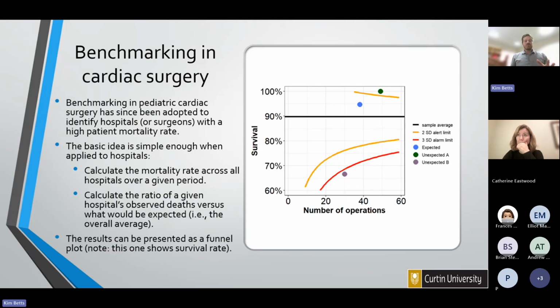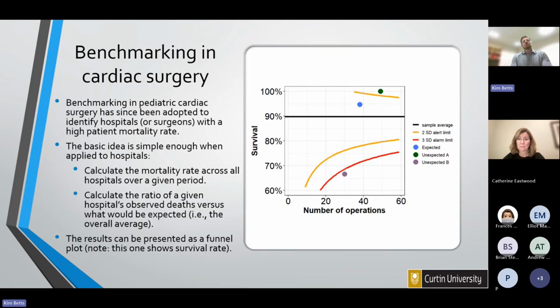And for a given time frame, you just calculate the death rate or the mortality rate across the data set. You can then calculate the ratio of the hospital's observed number of deaths compared to what would be expected, which in the simple case is just the overall average. Okay, the results can be presented as a funnel plot.